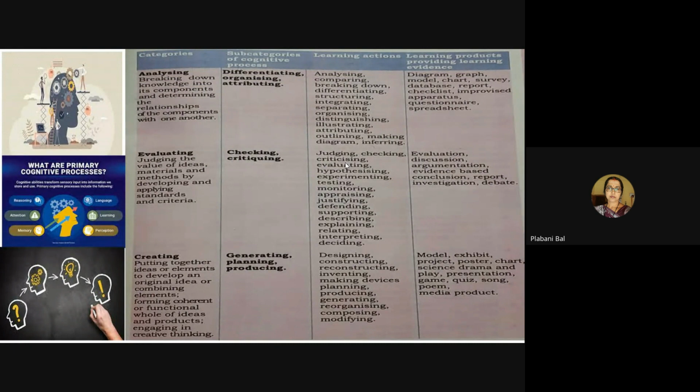The next category is your analyzing. The meaning of analyzing is breaking down knowledge into its components and determining the relationship of components with one another.